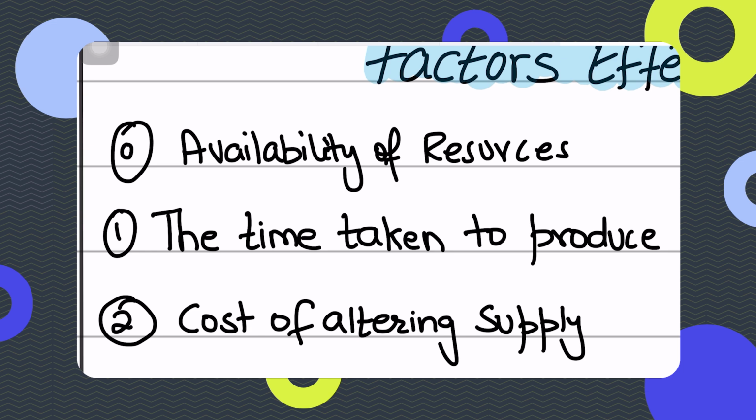Since I am a tailor, my supply is the number of clothes that I end up stitching. That is the quantity of the services that I'm giving. So, the more resources I have, the more elastic my supply would be.